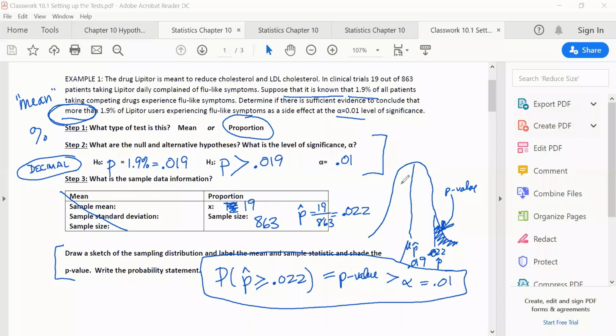So what's happening is we have this distribution, we have our mean of 0.019, we took our sample, 0.022, and we're saying, is that far enough away from 0.019 that we can really say there was a change? So to say if it's far enough away says, what is the probability it could happen? And that's what this statement is.